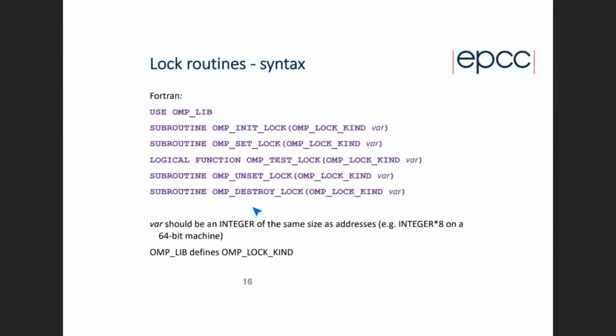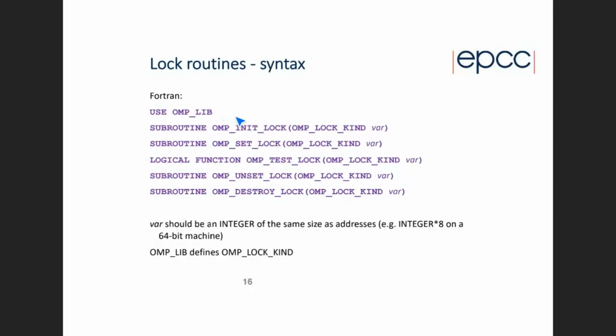Okay, so the interface for Fortran, like the other runtime library routines, we can get access to them via the omp_lib module. So the functions we have available are init lock, which does the initialization, set lock, so that's the blocking version of setting a lock.